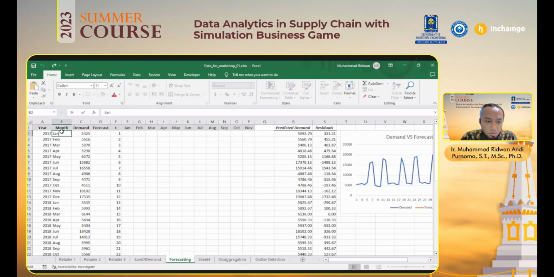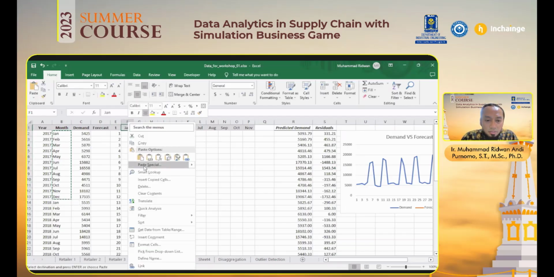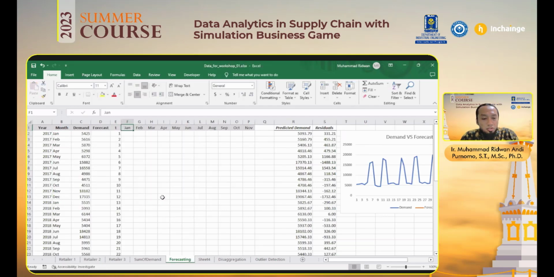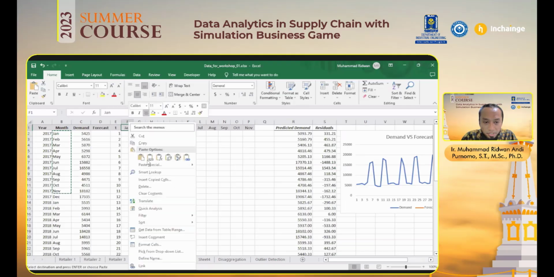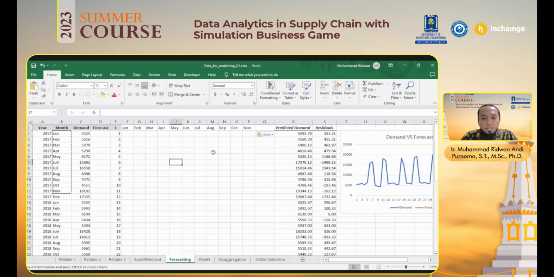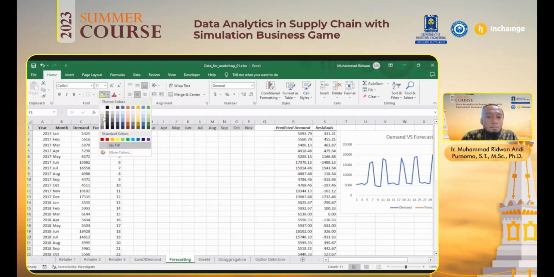Let me show you. Just copy this one, December, copy, and then right click. I use paste special, I use transpose. Sorry, I need to copy only from January until November. Why until November, not until December? I will explain this. This one, transpose. Now I have January until November. Okay, like this. Nice.